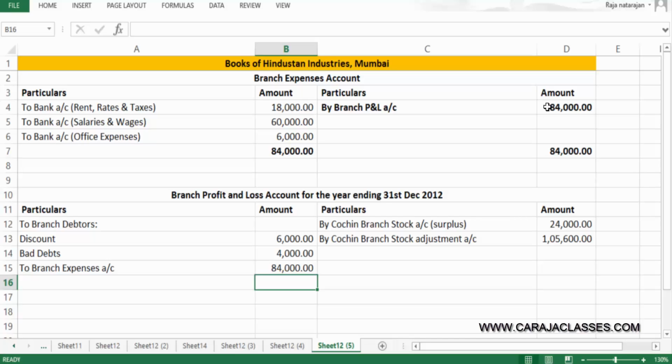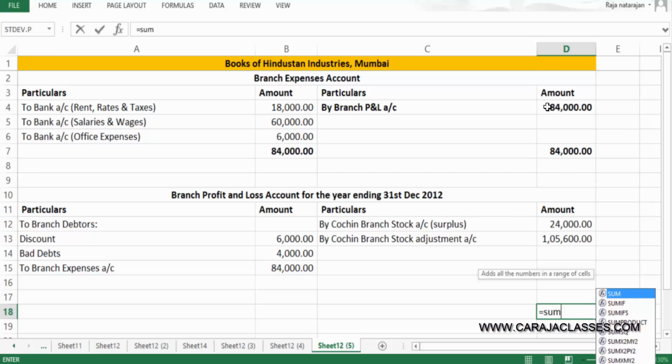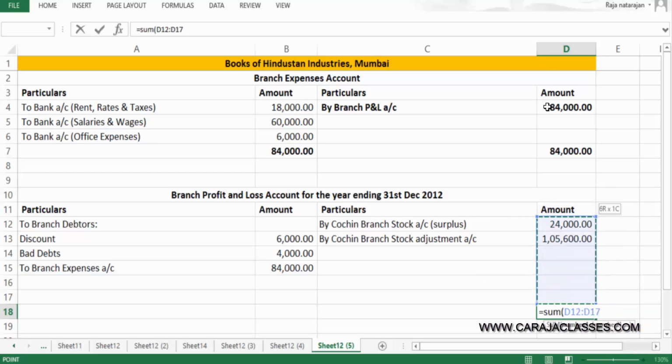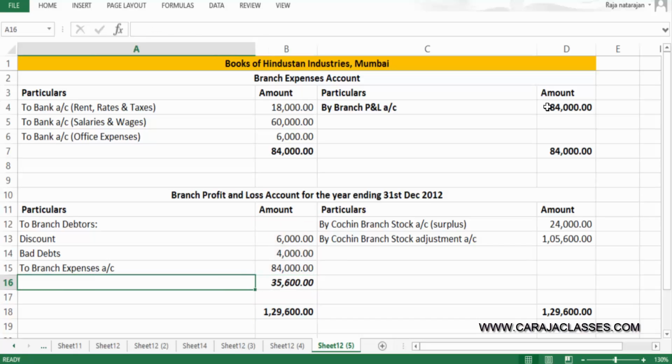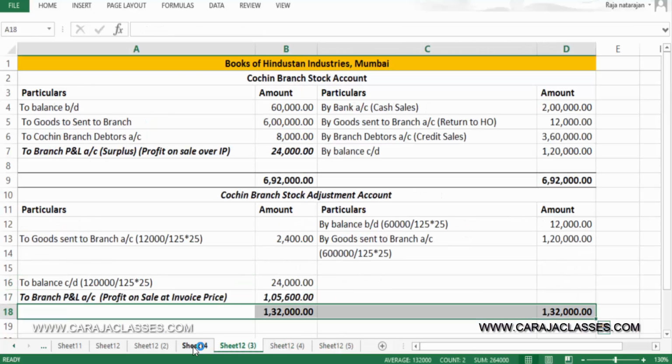Now let's measure what is the profit or loss. On the credit we have 129,600. On the debit it's lesser than that, so there is a profit, 129,600 minus sum of these items, so we get 35,600. So this is the profit, and this is the net profit which will be transferred to general P&L account. Fine. So we are done with all required accounts for this problem.